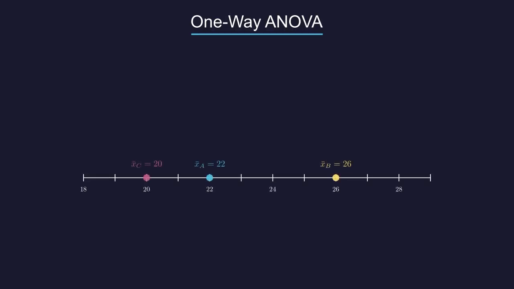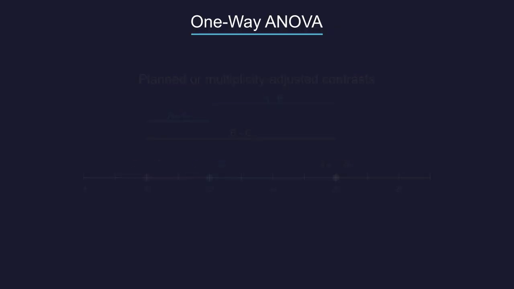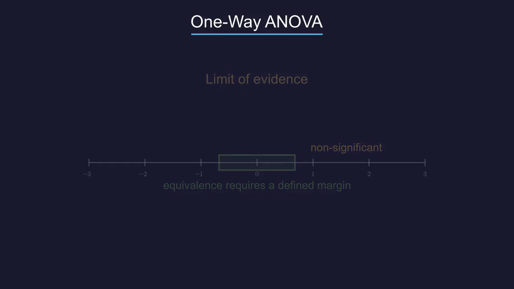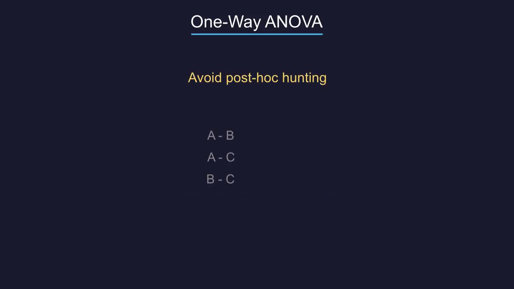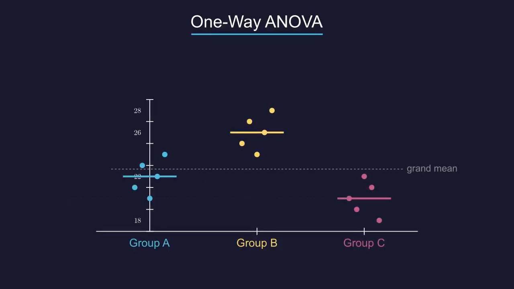Examine planned or multiplicity-adjusted comparisons to locate evidence. Do not announce that every pair differs. A non-significant F result does not establish equivalence, and generally makes data-driven post-hoc significance hunting inappropriate. Report group summaries and practical differences regardless of the dichotomous decision.